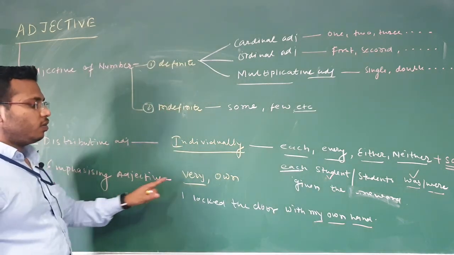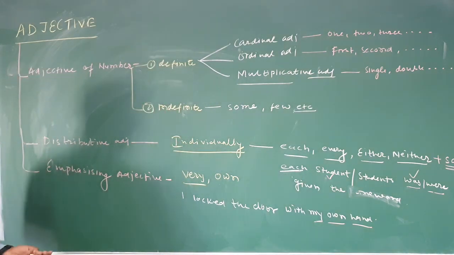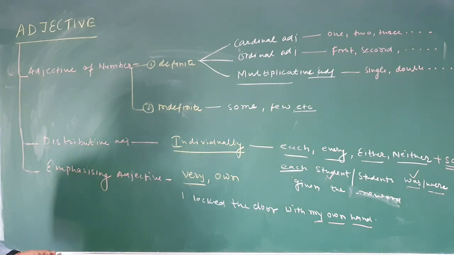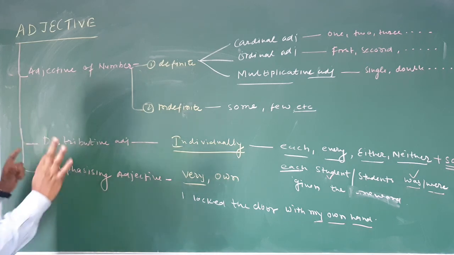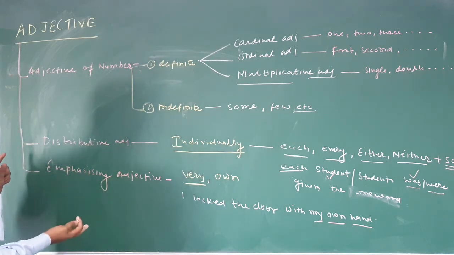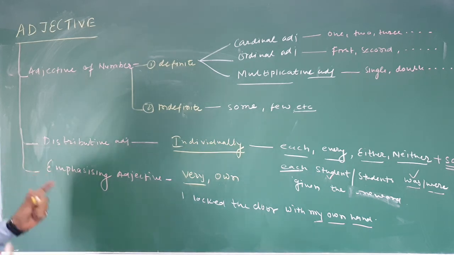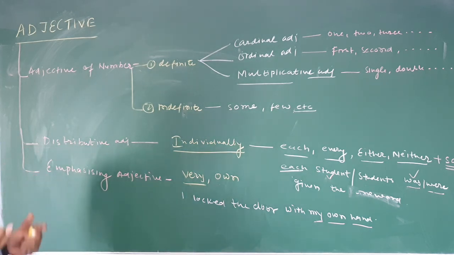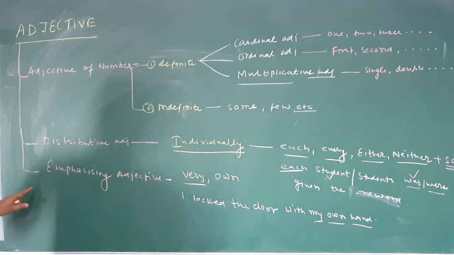So emphasizing adjective means very and own. And if two or three years are still left, we will cover it whenever the question comes. I'm not recalling. So basically these are the main classifications or main types of adjective. In the previous class we also covered some other types of adjective: possessive, demonstrative, and adjective of quality, or we can also say qualitative adjective. So take a screenshot, and further we will move on to some other concepts of the adjective part.